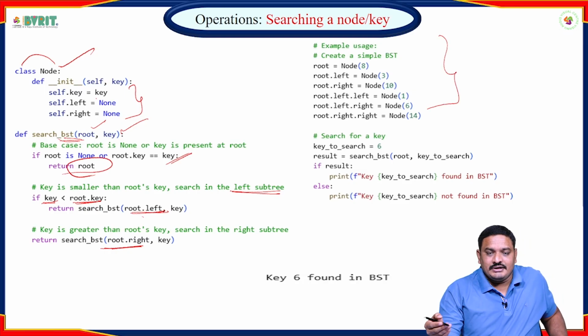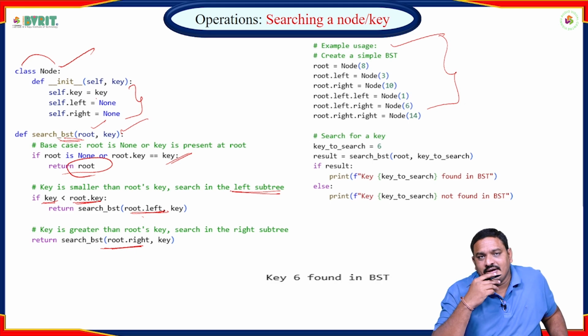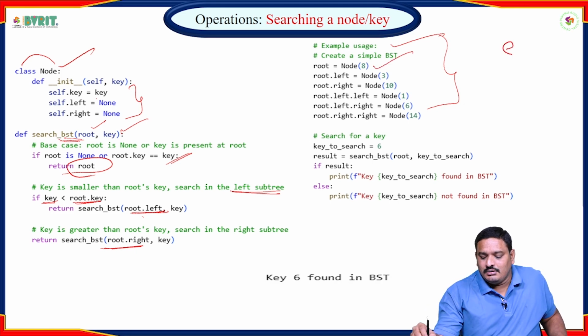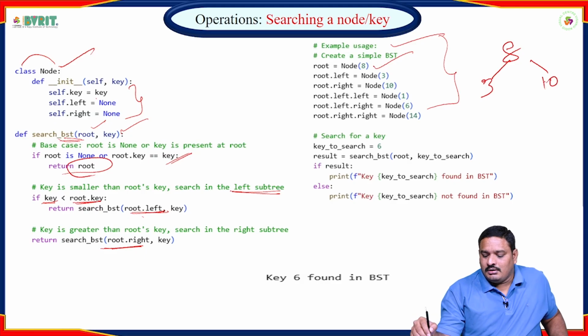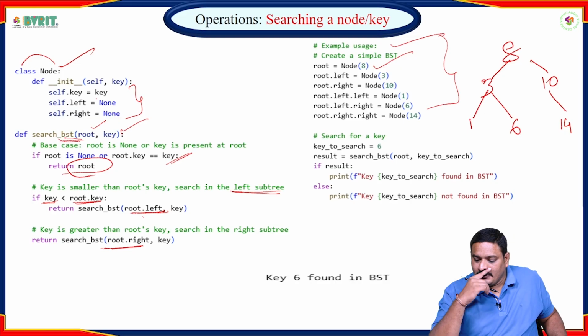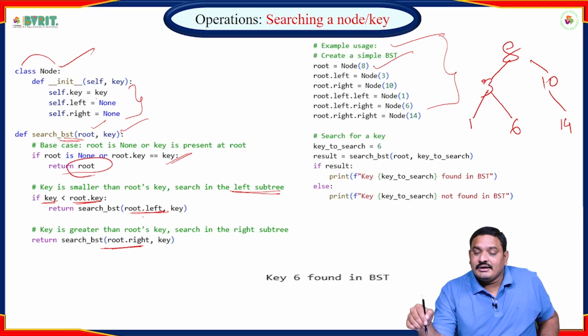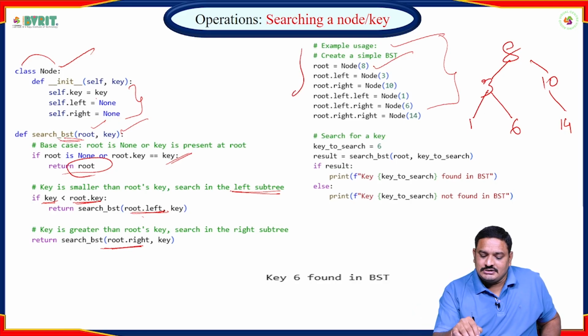This is a sample of inserting elements. We are creating the binary search tree. The root node is 8, the left node is 3, the right node is 10. Again, the left of the left node is 1, the left's right is 6. Now the right node is 14. This is the tree we are creating based on this example.